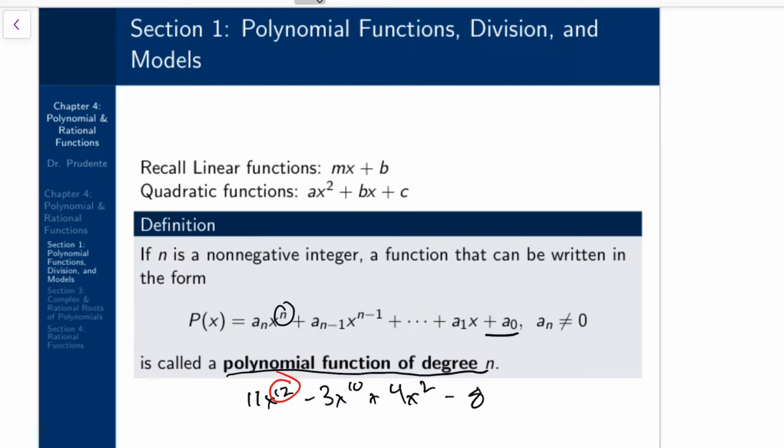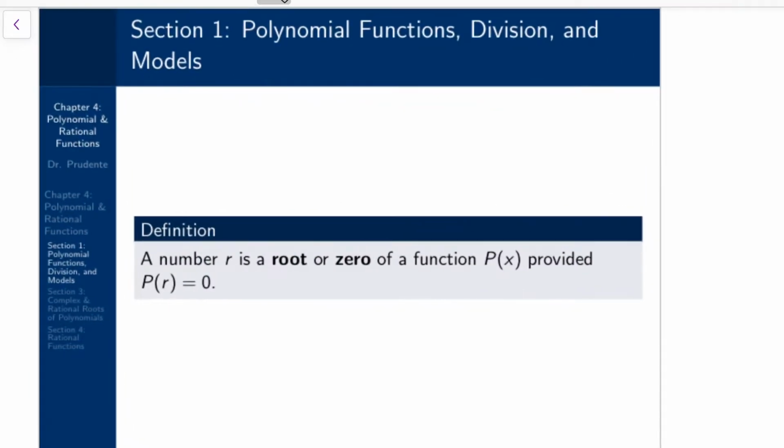The key for any polynomial is our exponents have to be positive whole numbers, and our coefficients, the little a's here, have to be rational. A lot of what we want to do with polynomials is find where they cross the x-axis, or where our function f of x, or in this case p of x, is equal to 0. So we say a number r is what we call a root or a zero of some function p of x, a polynomial, provided p of r is equal to 0.